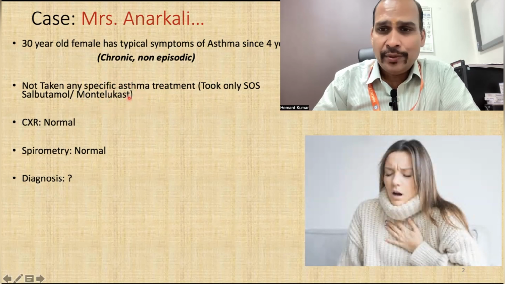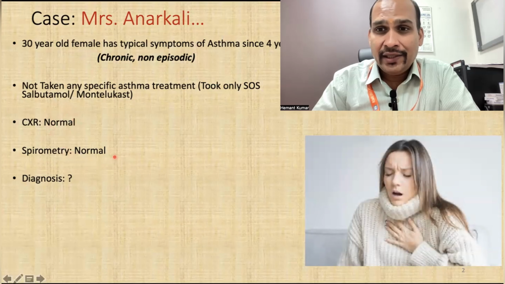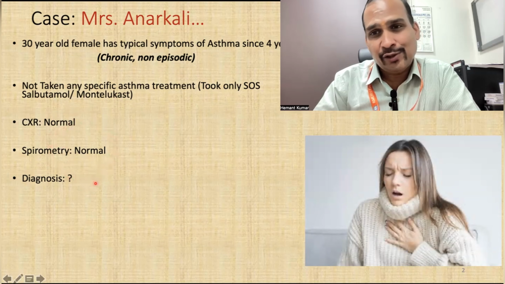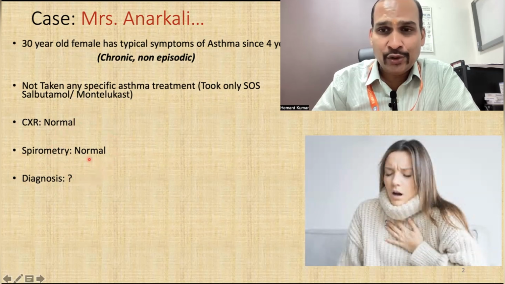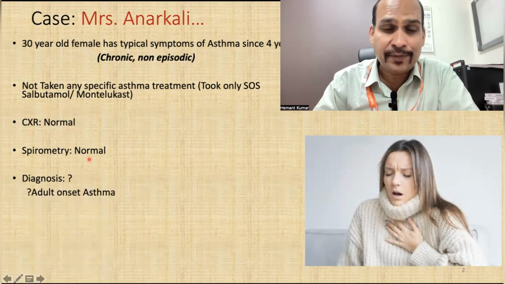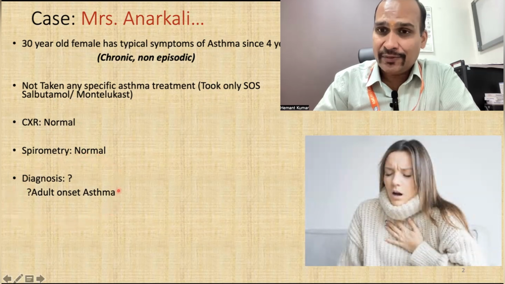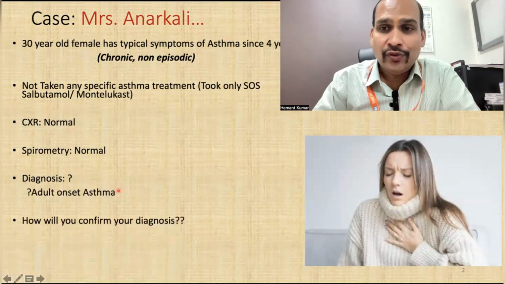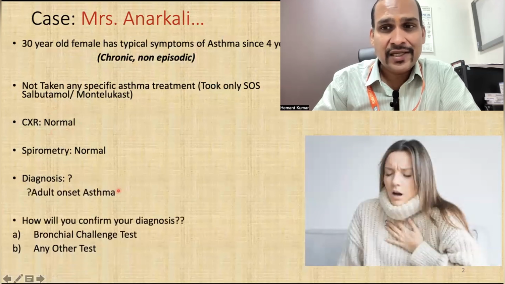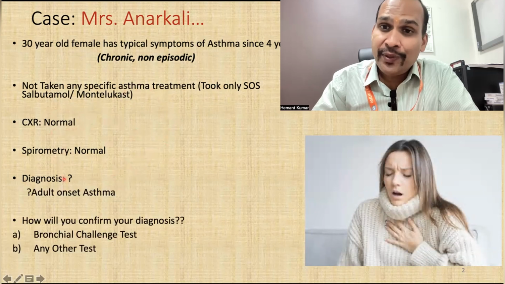And she came to our OPD. We did an X-ray that was normal. And the challenging thing is that spirometry is also normal. So diagnosis is very difficult in such a type of patient. So we gave a diagnosis of adult onset asthma. Now question to you, what will you do for diagnosis? Because this is a challenging patient. The patient has symptoms of asthma, but spirometry is normal.